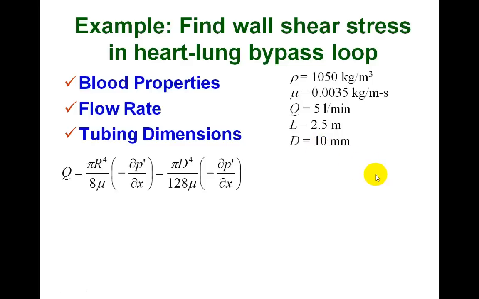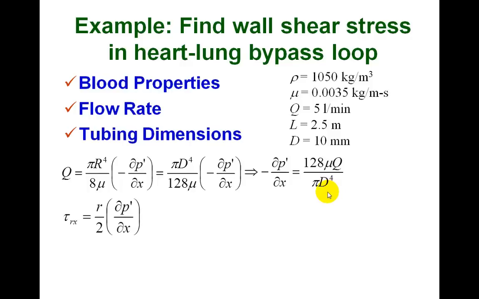And if we relate the flow rate to the pressure gradient, we can see that having this set of dimensions demanding this flow rate, we can go ahead and figure out what the pressure gradient should be. So let's use this formula that we just derived, and we'll solve that for the pressure gradient. So we see the minus pressure gradient is 128 mu Q over pi D to the 4th.